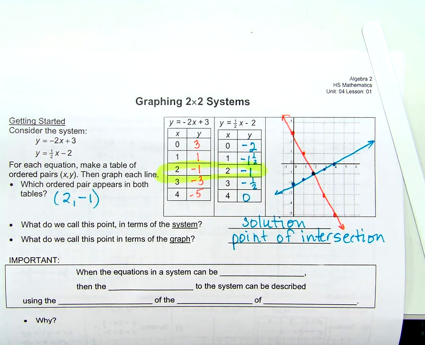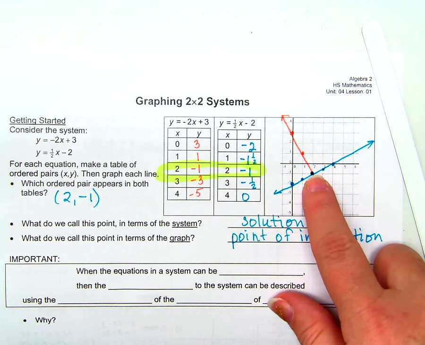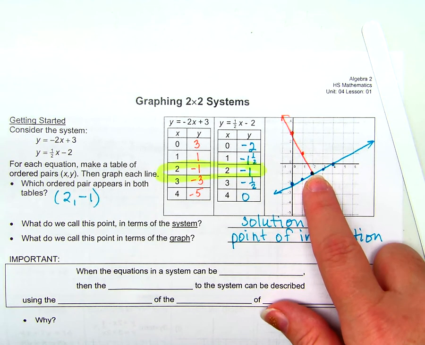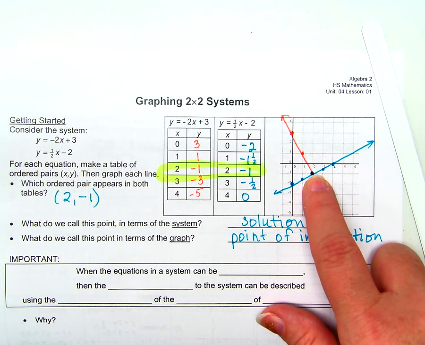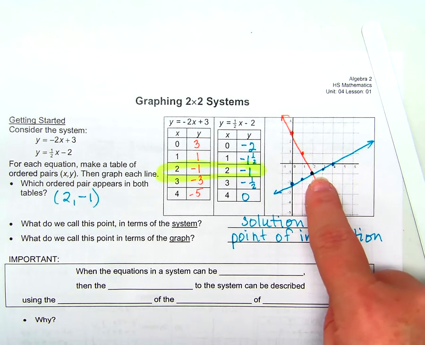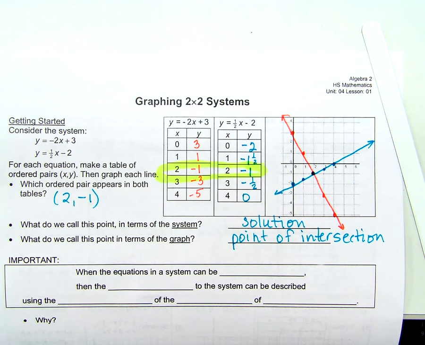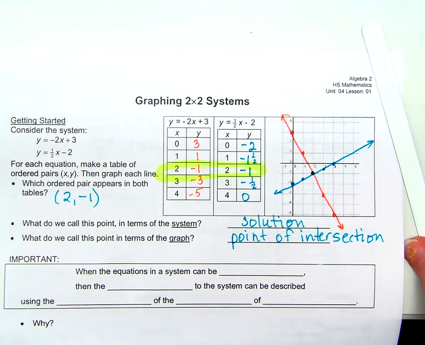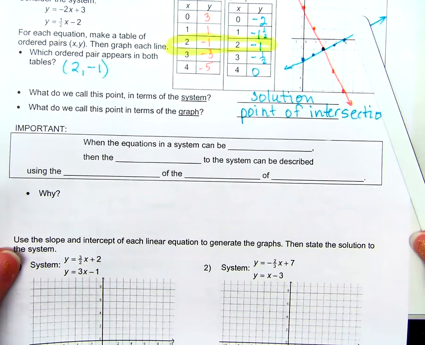Okay, does that make sense? In terms of the system, it is the solution to the system. It's where they cross, right? But in terms of the graph, it's the point of intersection because it's where they cross. Okay? So, an important box.